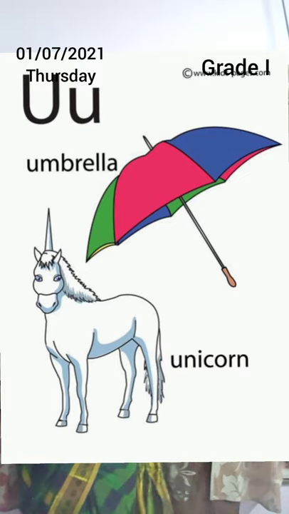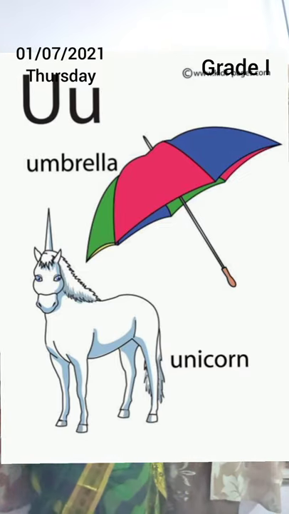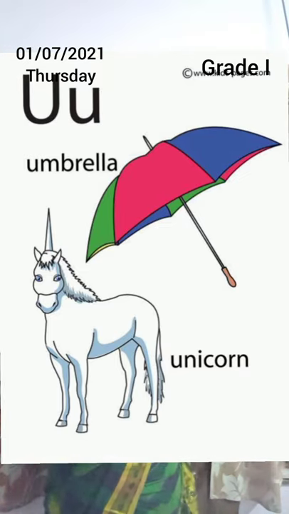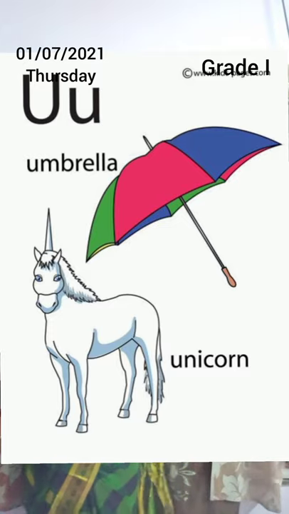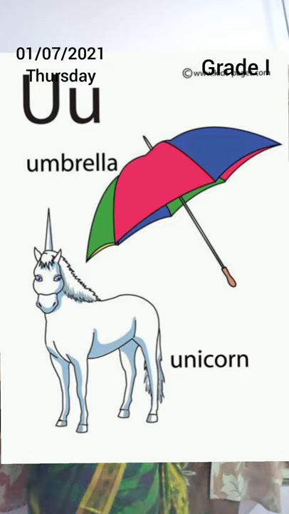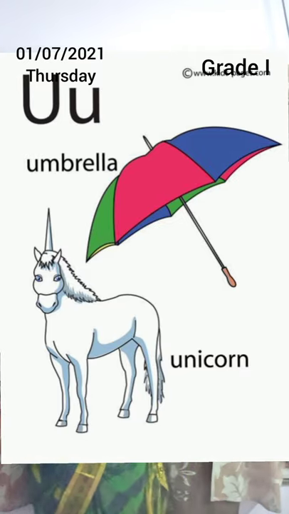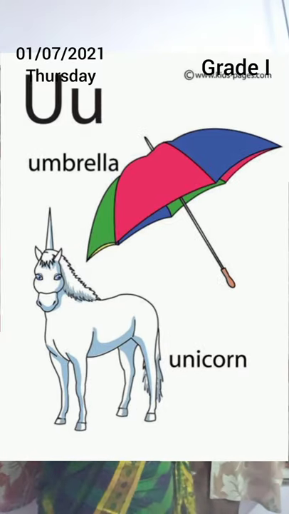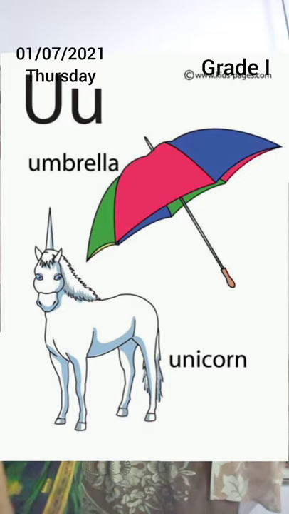U-M-B-R-E-L-L-A, umbrella. Next one, unicorn: U-N-I-C-O-R-N, unicorn. Umbrella, unicorn, useful: U-S-E-F-U-L, useful. So the sound of alphabet U is the u sound.